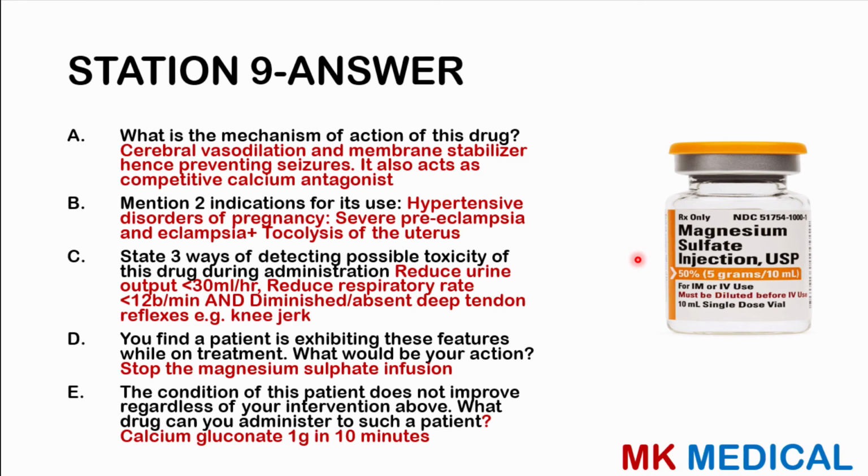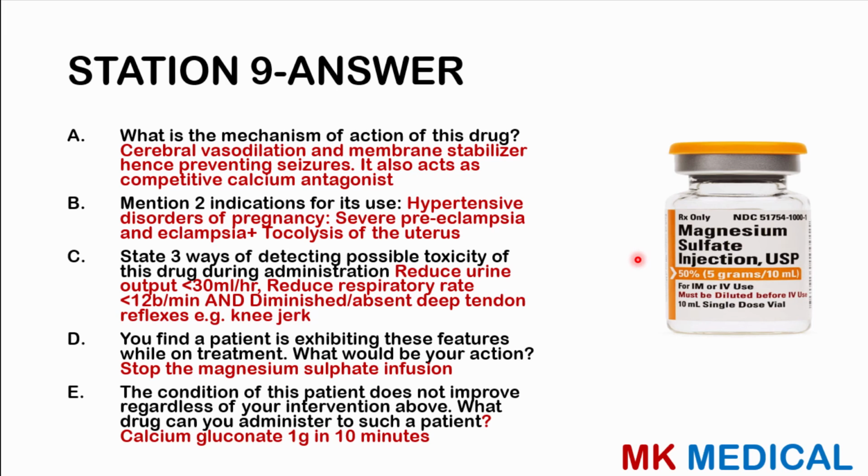So obviously this is magnesium sulfate, and magnesium sulfate is going to be working by causing cerebral vasodilatation. It also acts as a membrane stabilizer, so it's going to be preventing seizures. It can also act as a competitive inhibitor of calcium, which is why it can also be used as a uterine tocolytic to relax the uterus. So mention 2 indications for its use. So it may be used in hypertensive disorders of pregnancy like severe preeclampsia and eclampsia. It may be used in tocolysis of the uterus. So a tocolytic is a drug that relaxes the uterus.